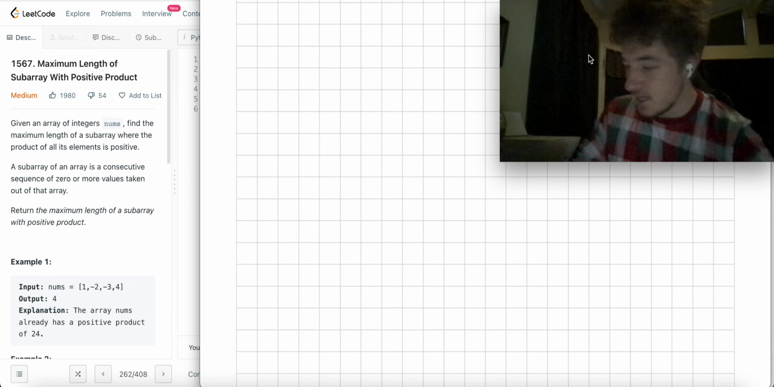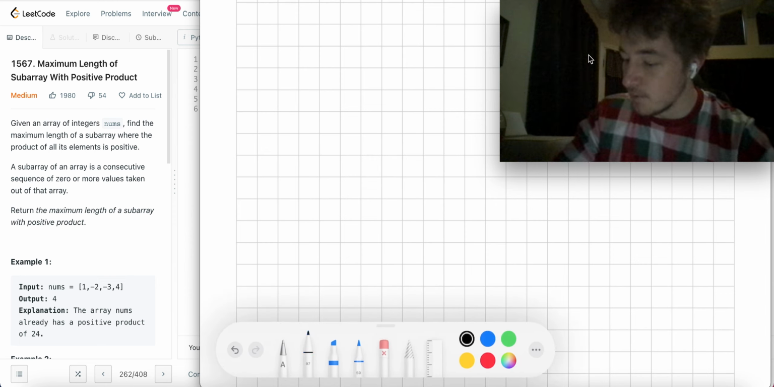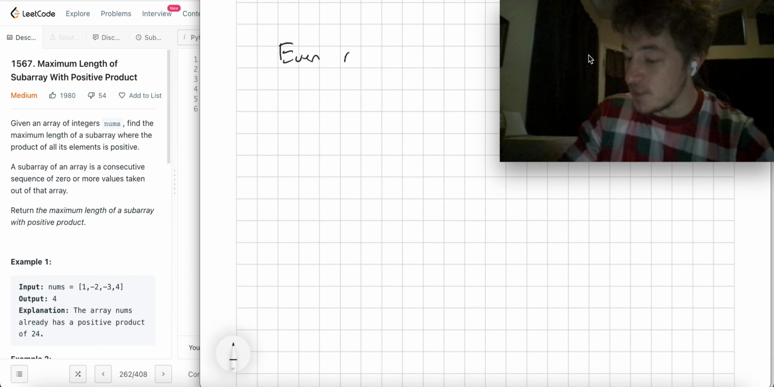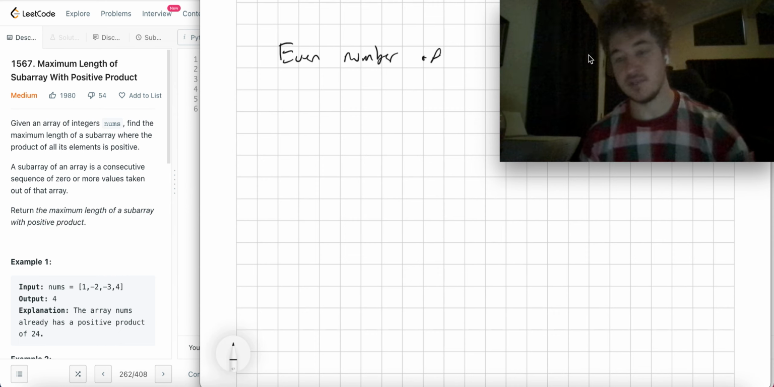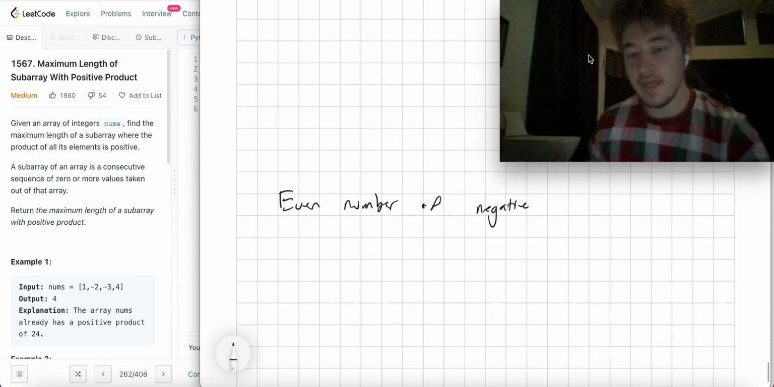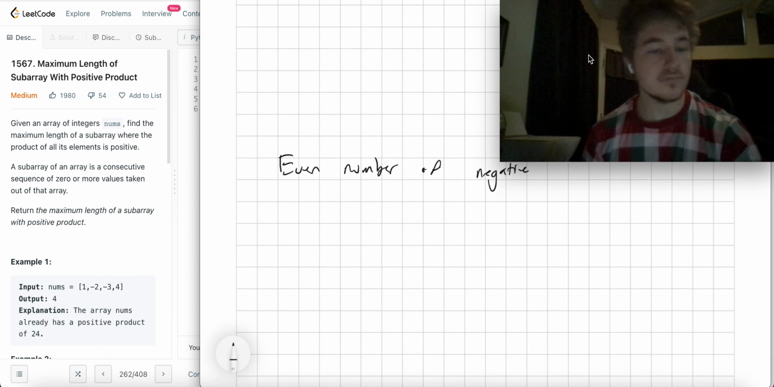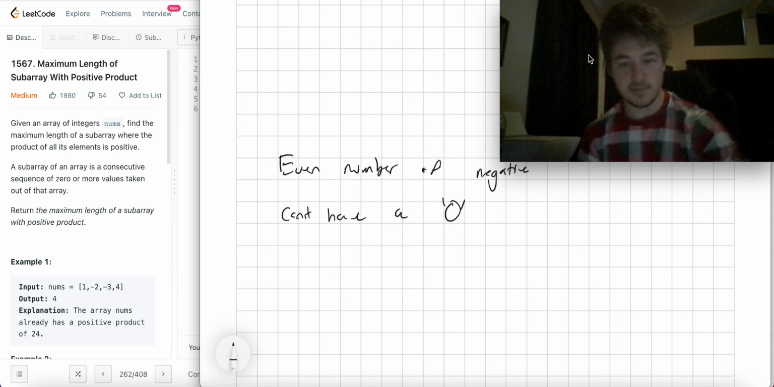Okay, so we're going to need an even number of negatives. It could be 0, right? Because if you have 0 negatives, that just means all of the elements of your subarray are positive. Okay, even number of negatives. And you can't have a 0. Right? Because this has to be a positive product.